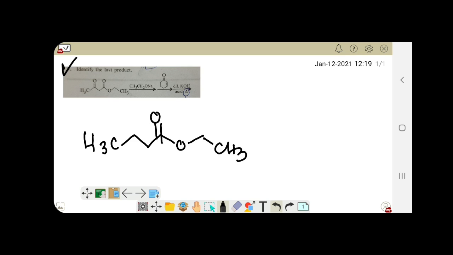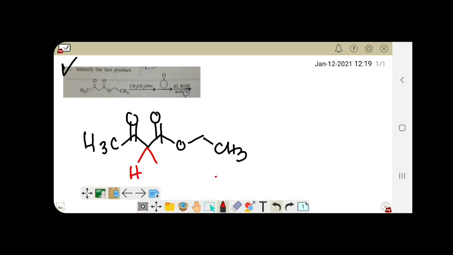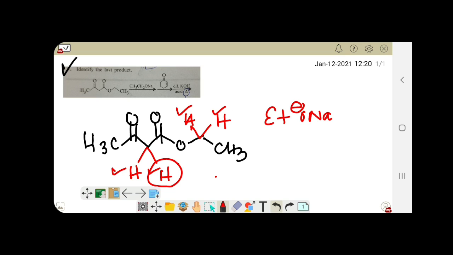Now we have to identify which of the many hydrogens are acidic hydrogens. The two hydrogens here and two here are the acidic hydrogens, and sodium ethoxide, being a strong base, would abstract any one of these hydrogens, since there is one molecule of sodium ethoxide to react with one molecule of the given substrate. As you can see, there are two acidic hydrogens which are similar, these two, and another two which are similar. So either this or this acidic hydrogen will be abstracted in this case.